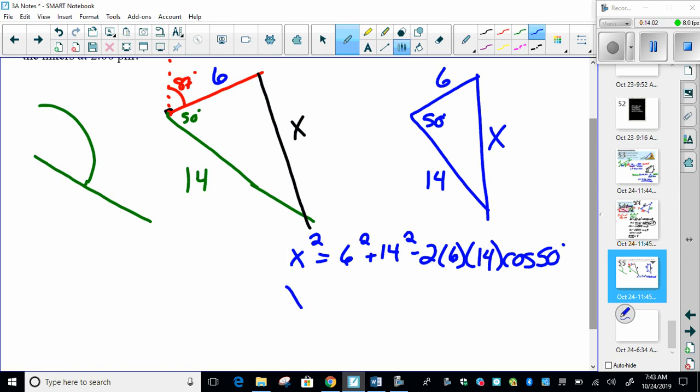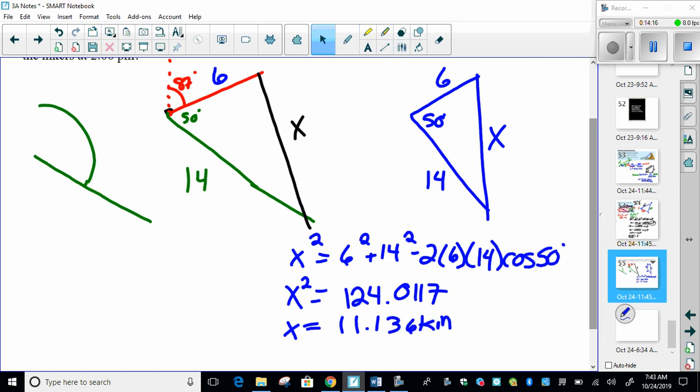Now my x is on the left-hand side all by itself, so I can just directly type into my calculator, and I get the following decimal approximation. Keep that value exact, square root it, and you get 11.136 kilometers. Again, applications, it's just the picture that you have to be able to either draw or analyze, and right now we're doing law of cosine and law of sine rules.